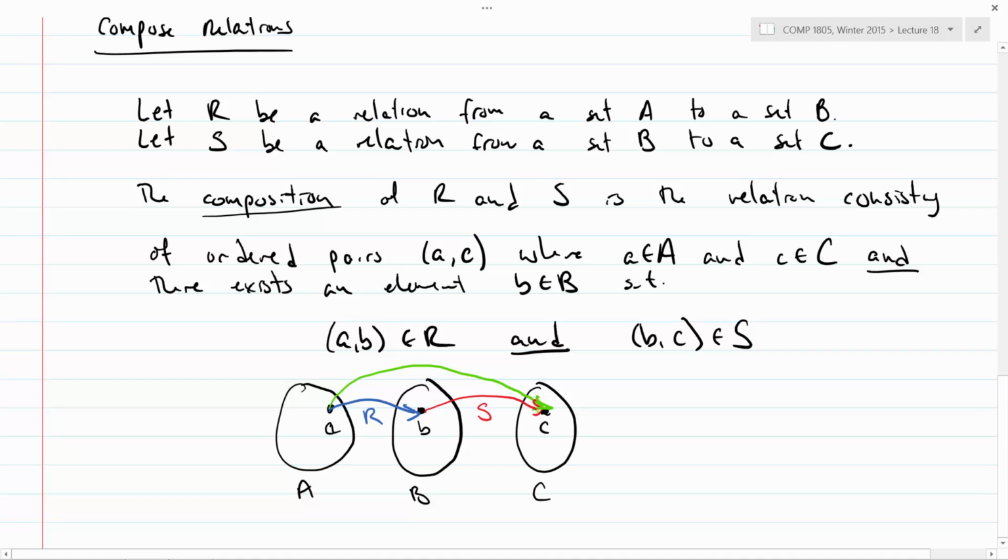We have a special name for this. We call it S follows R, just like we did for functions. Okay, and again, this is S follows R. S follows R means I'm doing S second, right? That's what it means to follow something. First I go from A to B, and then I go from B to C. So I do R first and then S. So S follows R. R comes first. Is that okay?